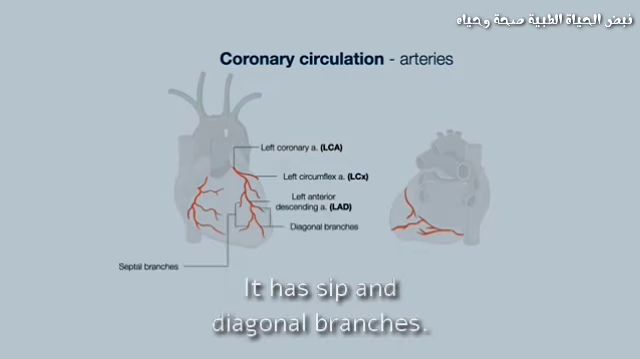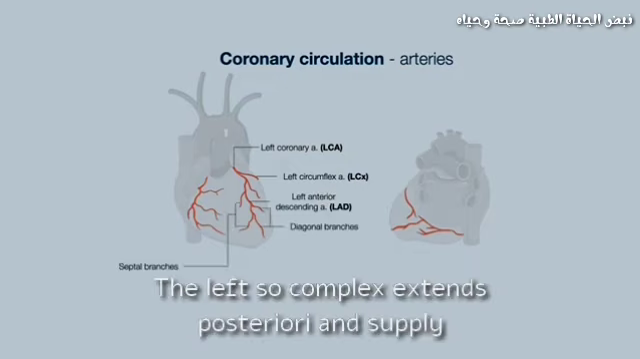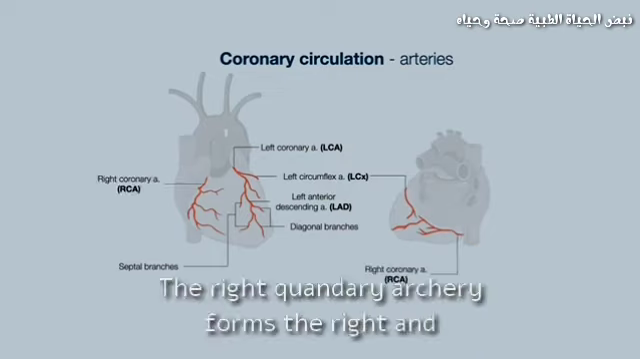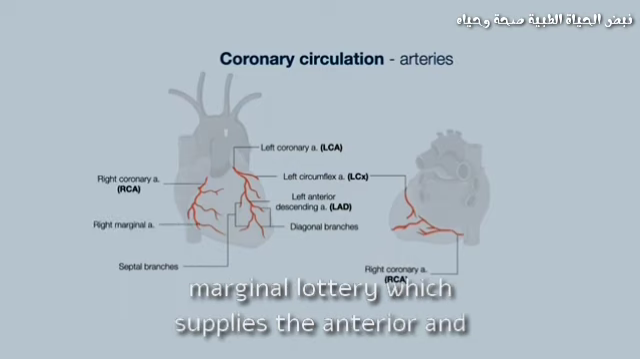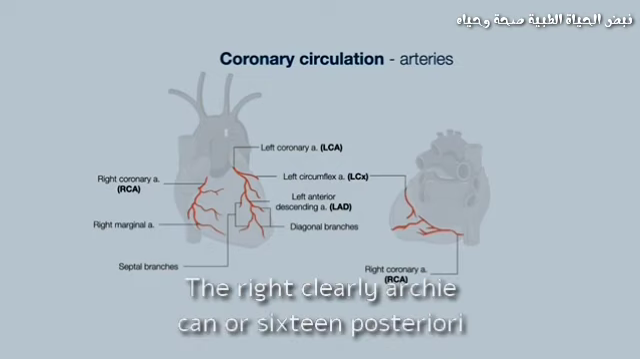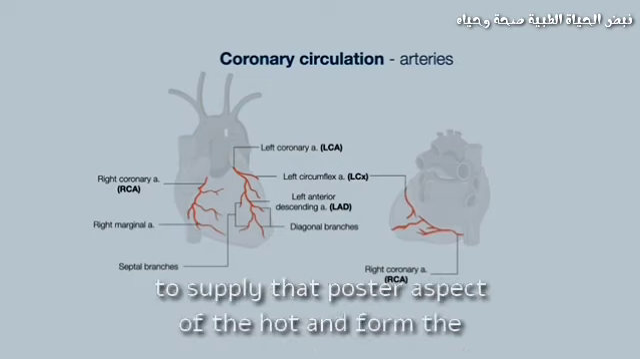It has septal and diagonal branches. The left circumflex extends posteriorly and supplies the posterior lateral aspects of the heart. The right coronary artery forms the right marginal artery, which supplies the anterior and diaphragmatic surface of the right ventricle. The right coronary artery can also extend posteriorly to supply the posterior aspect of the heart and form the posterior descending artery.